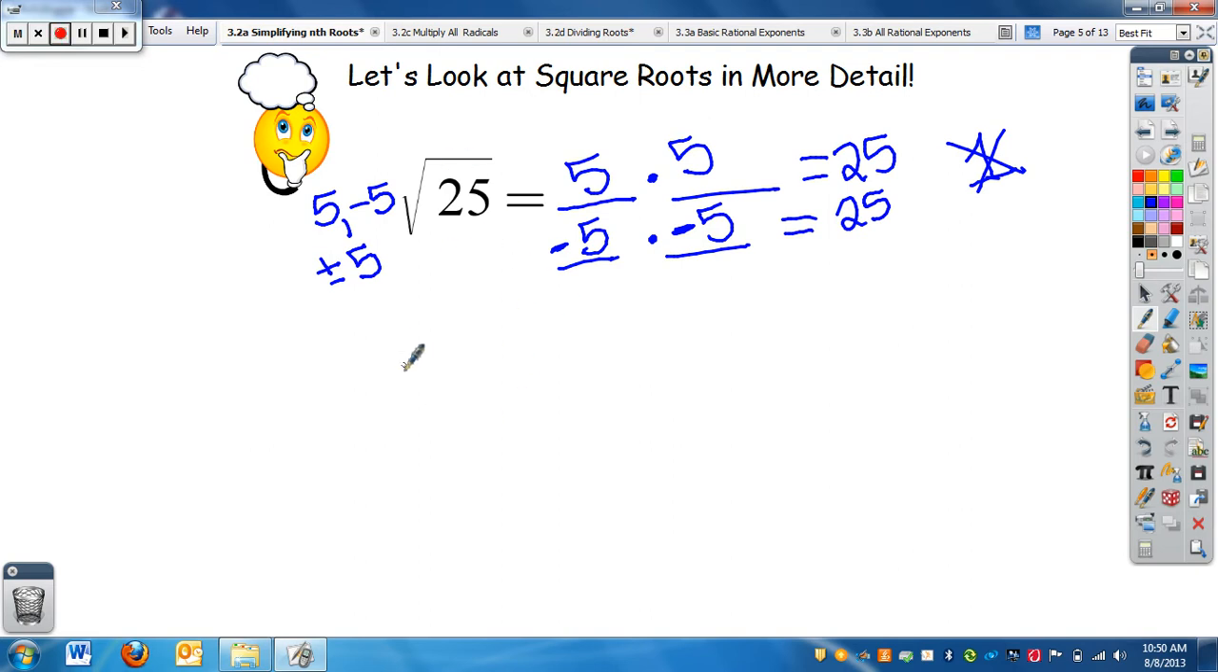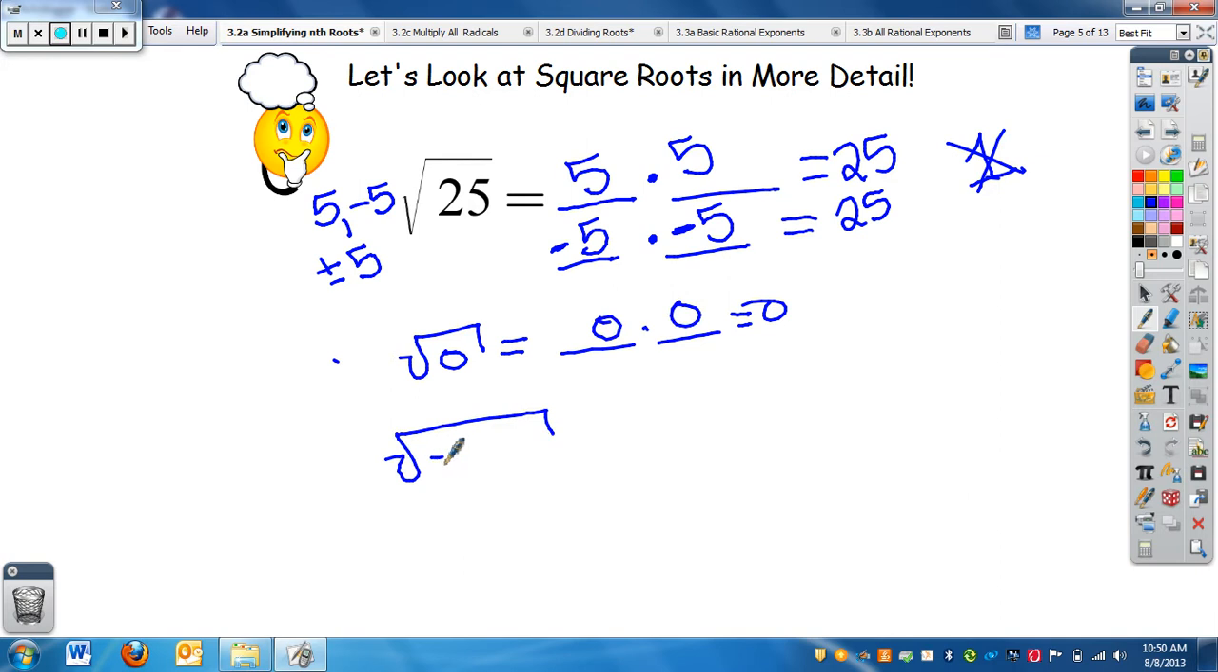most of the time there are 2 answers. The exception is the square root of 0. The only way to get the square root of 0 is 0. There's no positive or negative 0. Or if you have a negative number. So say I have negative 25.